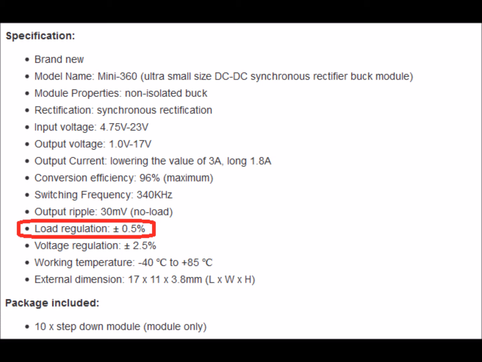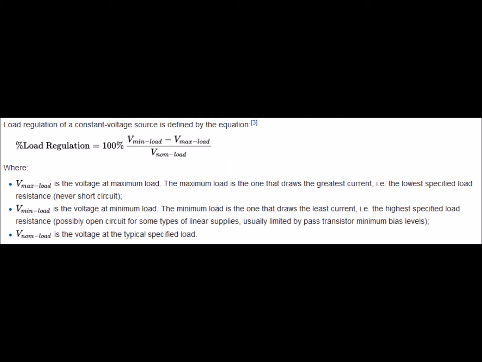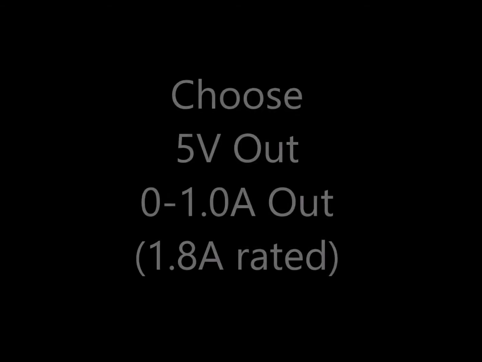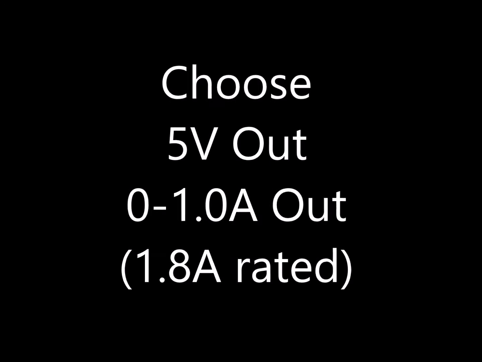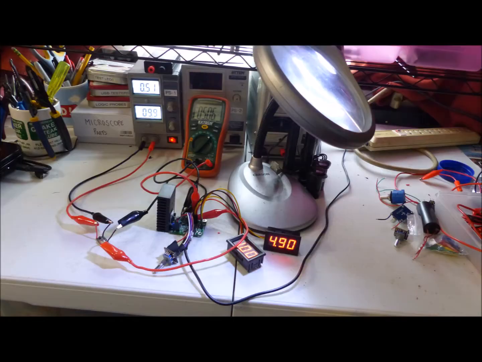First, we'll take a look at the load regulation. The percentage load regulation is the change in the voltage over the range of loads expressed as a percent. The spec for the part listed ratings up to 1.8 amps, but we're interested in particular at operation at 1 amp. Here's the test setup we're going to use for this test.